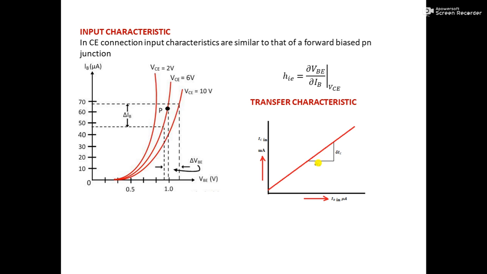The forward current transfer ratio hfe or beta AC can be calculated by delta IC by delta IB at constant VCE. The static forward current transfer ratio, that is capital HFE or beta DC, is given by the ratio of the collector current IC to IB.